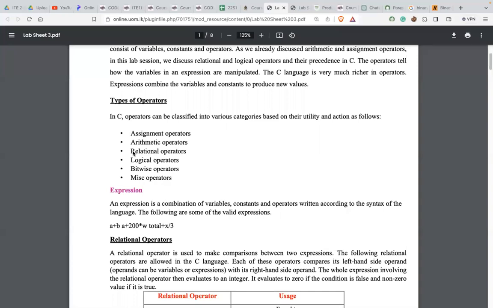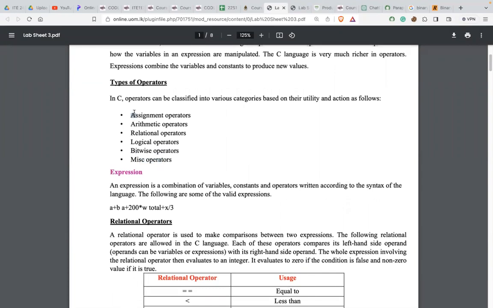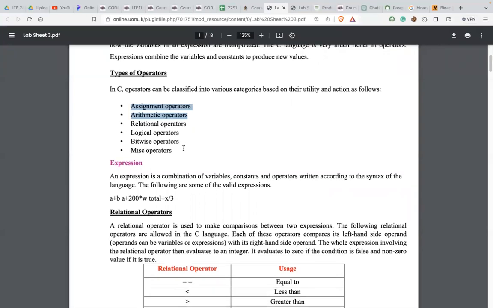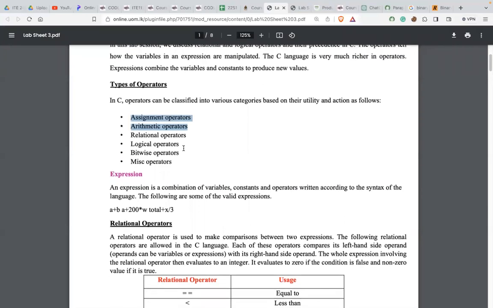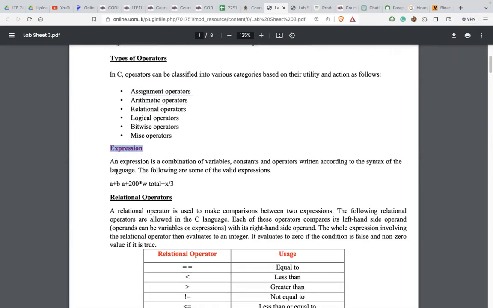And there is another thing called relational operators and logical operators and bitwise operators as well as the mixed operators. Okay, let's go one by one. Now, up to now, you have some idea about assignment operators and arithmetic operators. Before going to the operators, first you must know what it means by an expression. Okay, let's come to the expression.